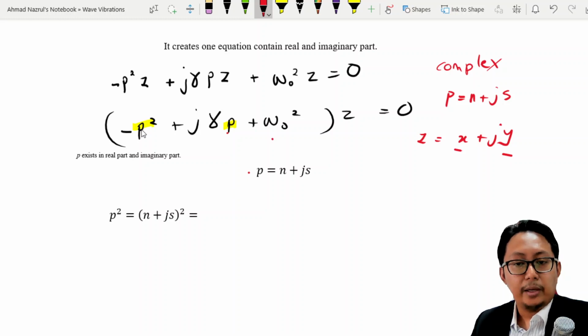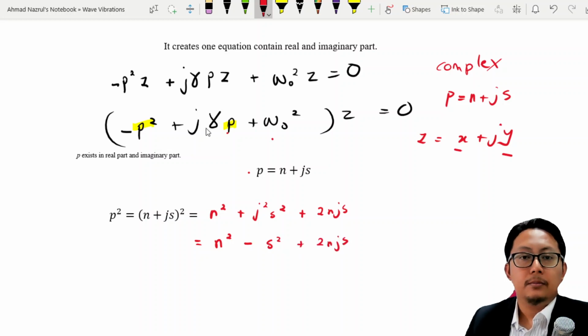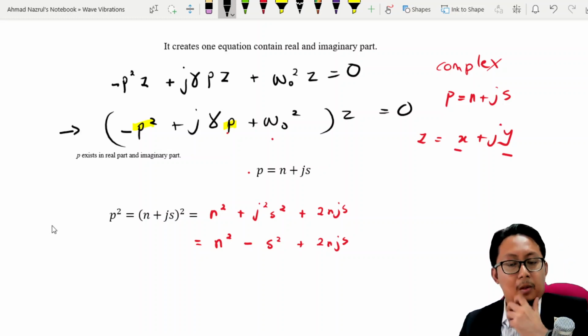So we have p square here, so we get (n plus js) square. To make this easier, we can square this immediately: n square plus j square s square plus 2njs, and then since j square is minus 1, minus s square plus 2njs. Now we can put it in this equation. Okay, we can remove z.